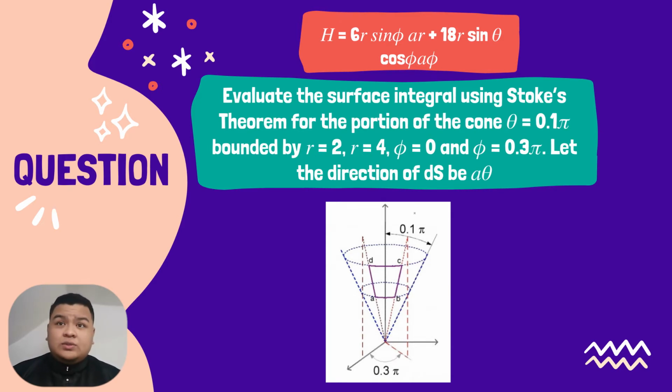Given the vector H equals 6r sin phi a_r plus 18r sin theta cos phi a_phi. The question asks us to evaluate the surface integral using Stokes' theorem for the portion of the cone theta equals 0.1 pi, bounded by r equals 2, r equals 4, phi equals 0 and phi equals 0.3 pi. Let the direction of dS be a_theta.